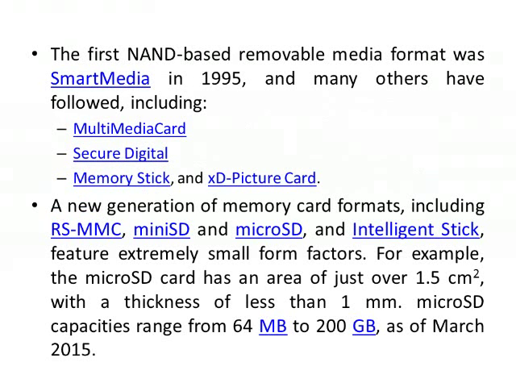The first NAND-based removable media format was SmartMedia in 1995, and many others have followed, including MultiMediaCard, Secure Digital, Memory Stick, and xD-Picture Card.